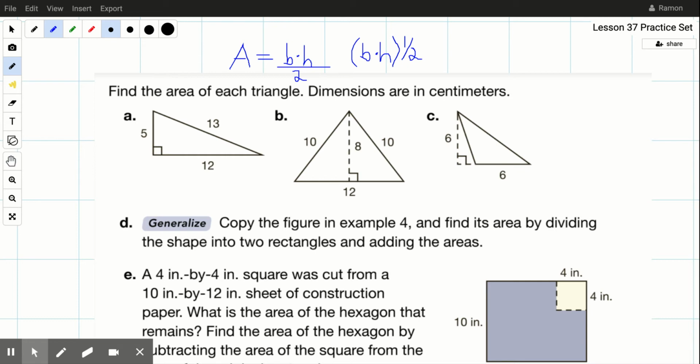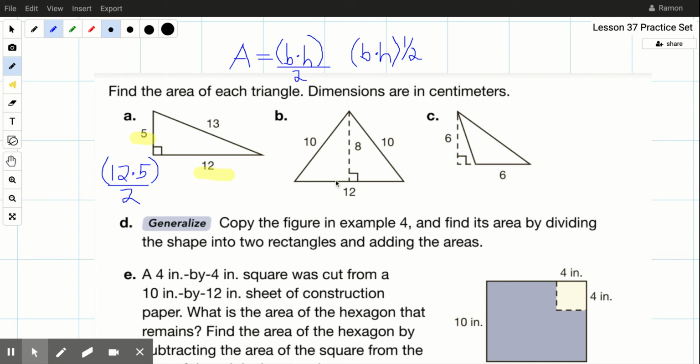So let's go ahead and get started with A. First, you have to identify your dimensions. Our base is 12. Our height is 5. So now that we have our dimensions, we just use the formula. So it's going to be 12 times 5. And once we have that, we're just going to take half of that, or divide that product by 2. We are going to take the base times the height first.